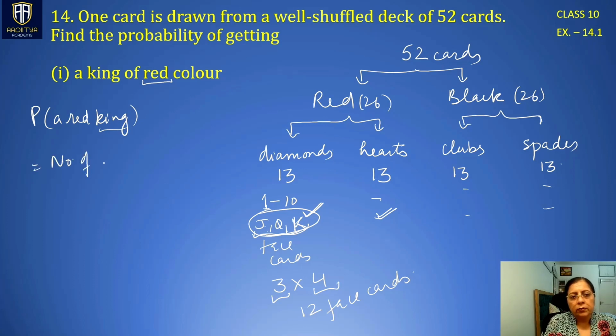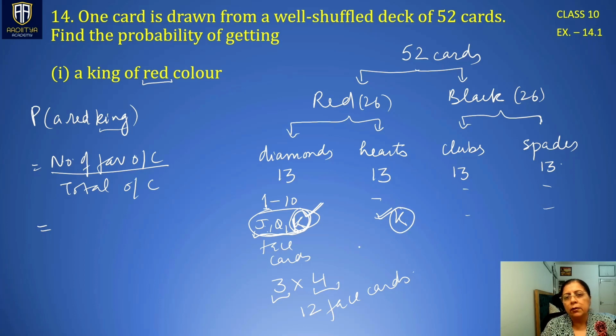number of favorable outcomes. How many red kings do we have? Those are favorable. And total number of cards, total outcomes, are in the denominator. So number of favorable outcomes, we have 1 red king here in diamonds and 1 red king here in hearts. So we have 2 red colored kings. We are looking for red colored king. We have 2 in count and total cards are 52. So the probability becomes 1 on 26. Right?